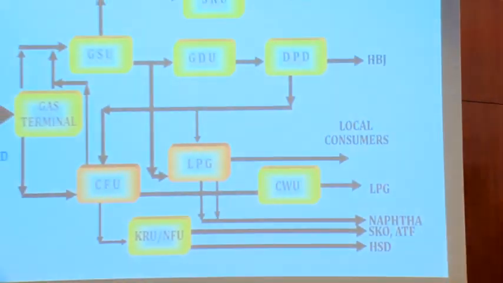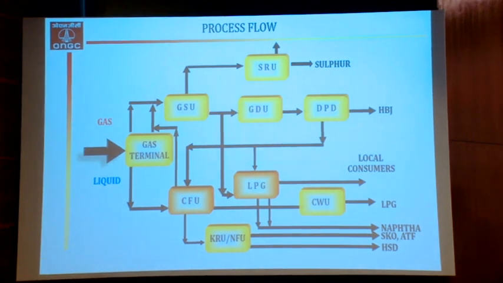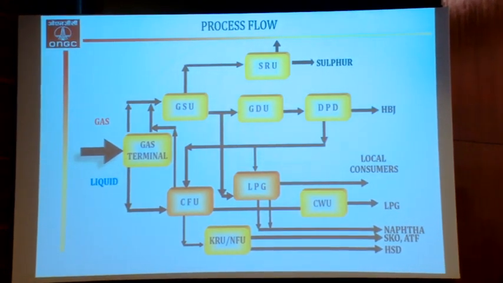We get gas from offshore. First we have the gas terminal where we accumulate all the gas. Basically it's a live process. We get gas from offshore at close to 70 kg pressure. First the gas is fed to GSU where we remove the H2S. The H2S finally goes to SRU where we produce elemental sulfur, which is a completely automatic unit.